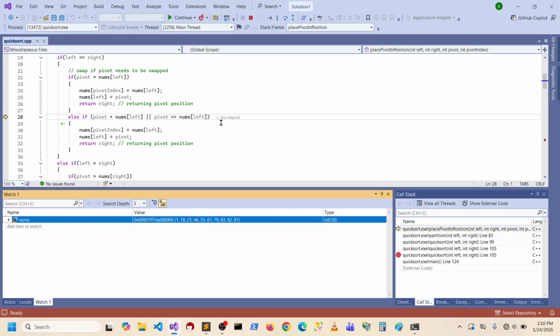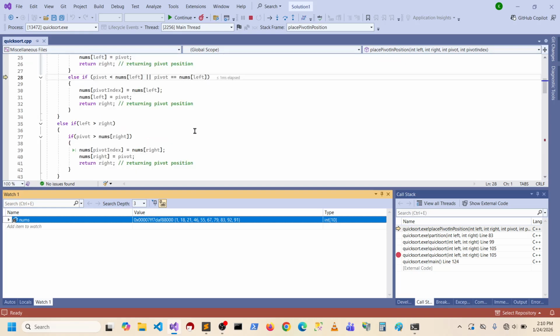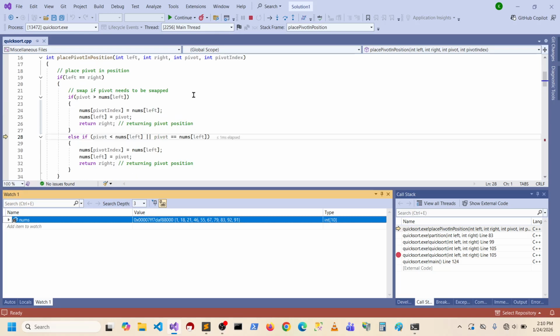I mean, it had to be the case where... See, if it's greater than right, it always swaps with the less of the two, but... So now I'm thinking it doesn't need to swap. This doesn't need to be there.